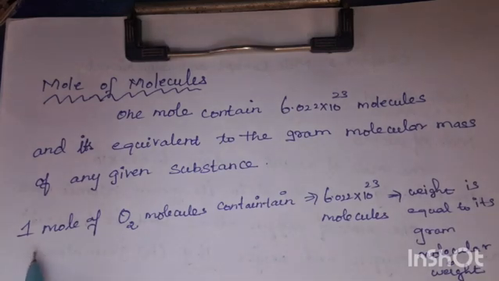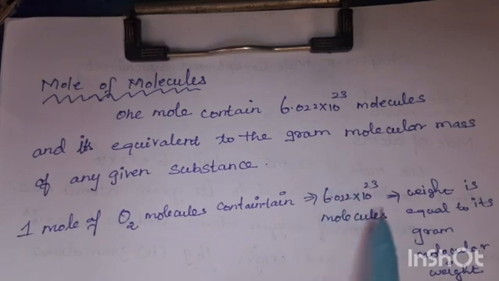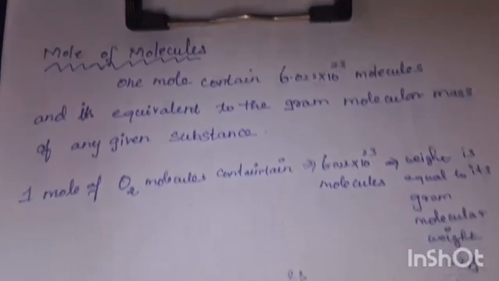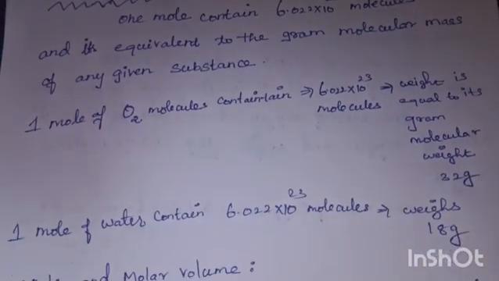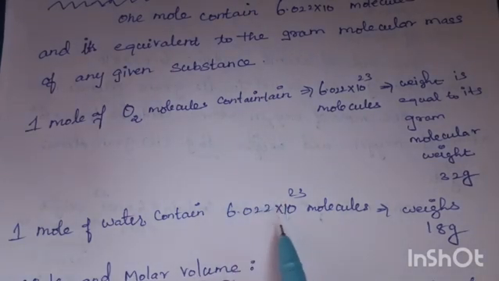Example, we are talking about 1 mole of oxygen. It contains 6.022 into 10 to the power of 23 molecules. What about the weight respective to this count? The weight is equal to its gram molecular weight, that is 32 gram. If you are talking about 1 mole of water, it contains 6.022 into 10 to the power of 23 molecules. Weight respective to this is its gram molecular mass, 18 grams.